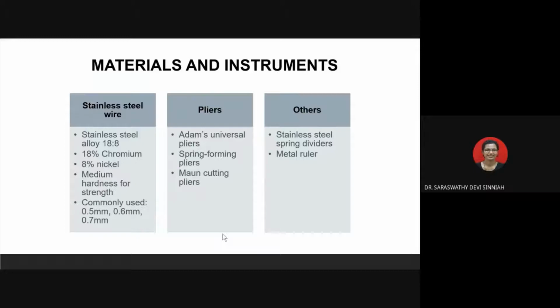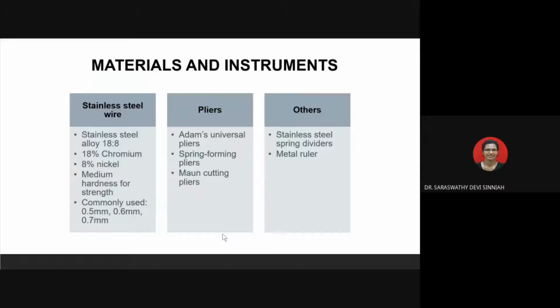Wire gauges of 0.6 mm and above are of medium hardness. It has the adequate hardness and strength to bend. However, it cannot be overworked during the fabrication or adjustment. Wires of 0.6 and 0.7 mm are usually used for clasps and self-supporting springs. The thinner wires of 0.5 mm are used for finger springs and Z-springs.